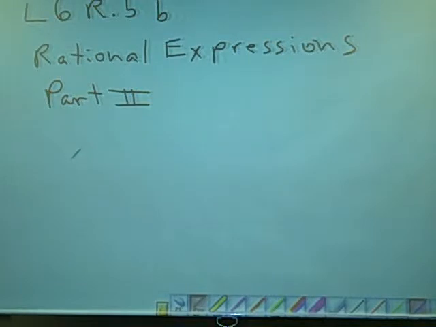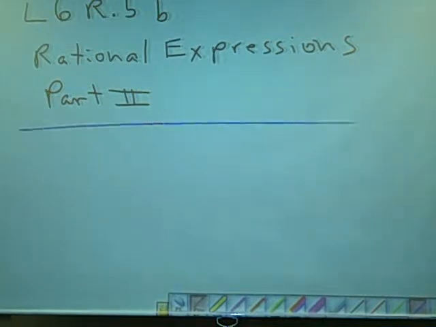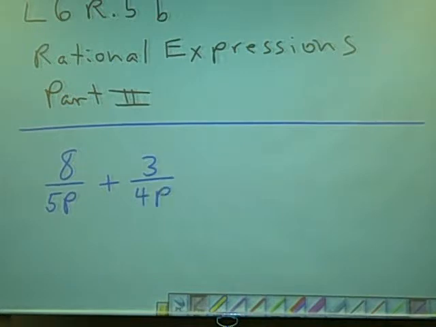Then let's say that we have, to start with, 8 over 5p plus 3 over 4p. Alright, we're trying to add. So think of it like this. If we just had numbers, like 8 over 5 plus 3 over 4.